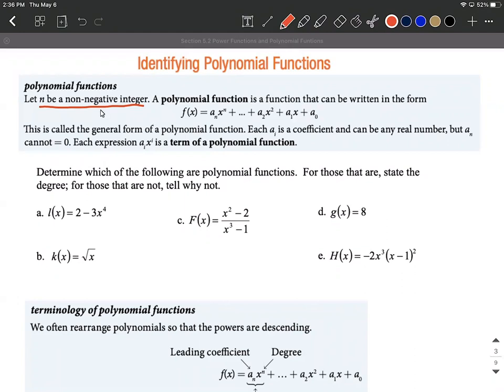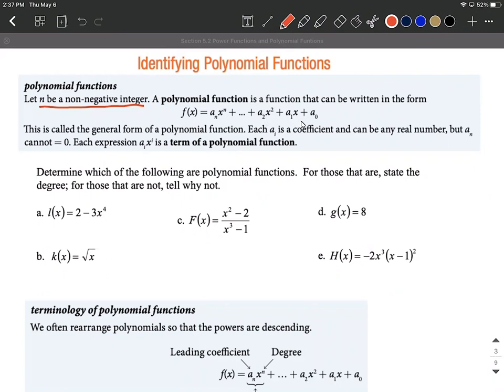The other thing is it's an integer. So integers, we're thinking like 0, 1, 2, 3, 4. Those all fit into our definition here. So we can't have any fractions up in the exponent. As we saw in a previous video, a square root can be rewritten as 1/2 as an exponent. So if you have any radicals hanging out on top of your variable, like x here, that wouldn't be allowed for it to be a polynomial function. Same thing, can't have any decimals up in the exponents either.